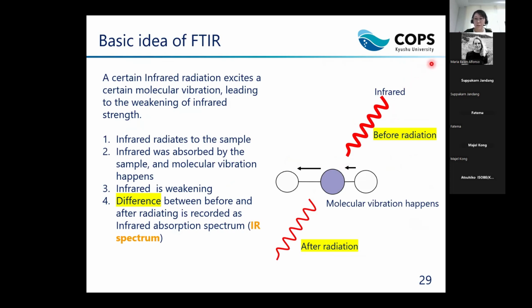And after the infrared radiates to the sample, molecular vibration happens. It means the molecular component in the sample can get the energy from the infrared. And after passing the sample, the infrared reduces its energy. So you can compare the strength of infrared before radiation and after radiation. And this difference, you can see as an infrared absorption spectrum.